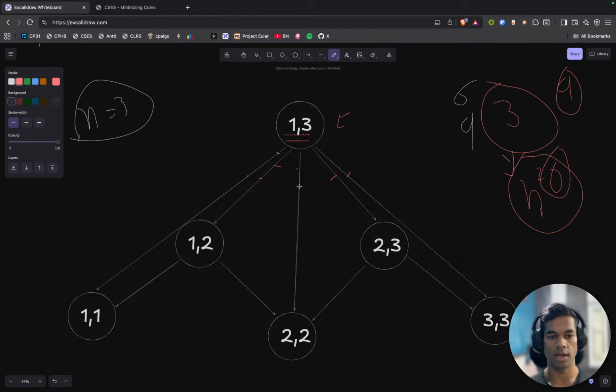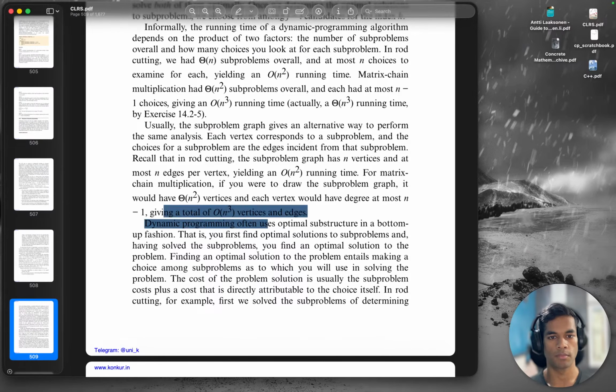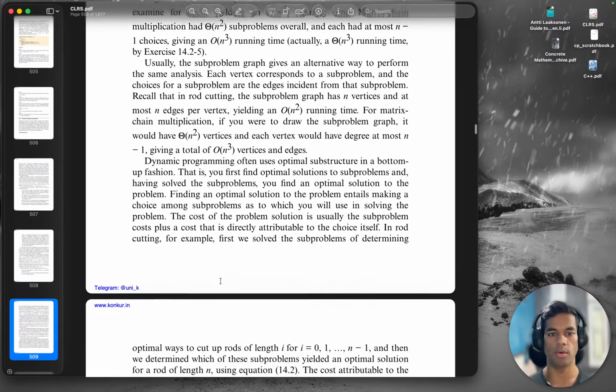Here I messed up a little bit in drawing the edges, because this one does not directly depend on this one, and also not on this one. Oh yeah, it does depend on this one, and it also depends on this one, but it doesn't depend on the subproblem of size 1,3. And here the time complexity would be about n cube.